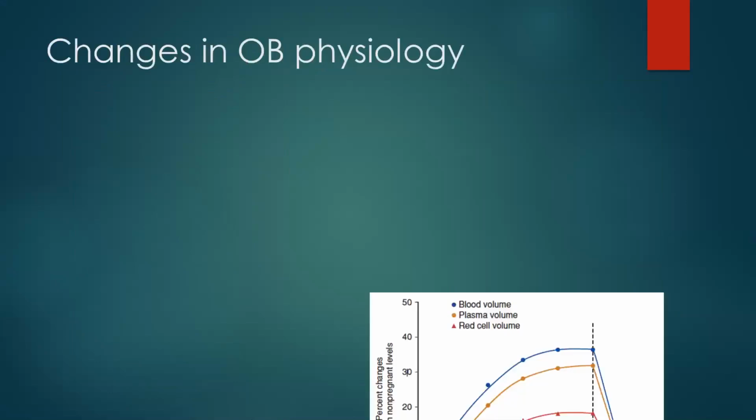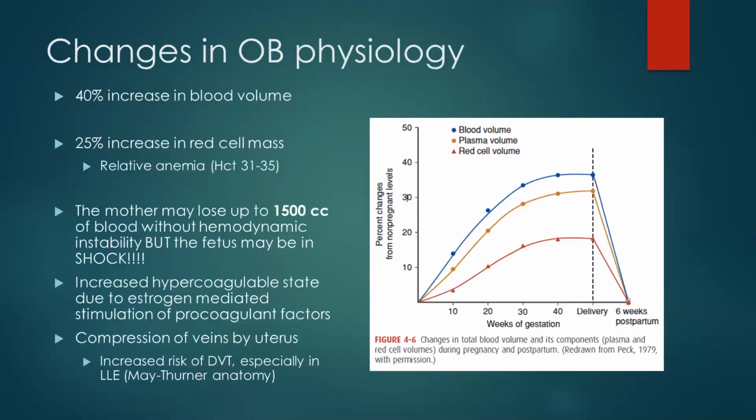So what are some of the changes in OB physiology? We do know that there's about a 40% increase in the blood volume. However, the red blood cell mass that actually increases isn't 1-to-1, and so you get about a 25% increase in the red blood cell volume. And so all pregnant women come with a relative anemia. What's normal for a pregnant woman in her hematocrit is about 31 to 35.